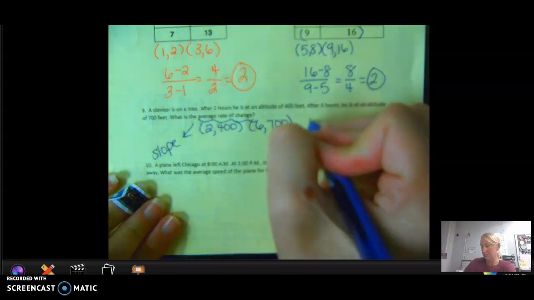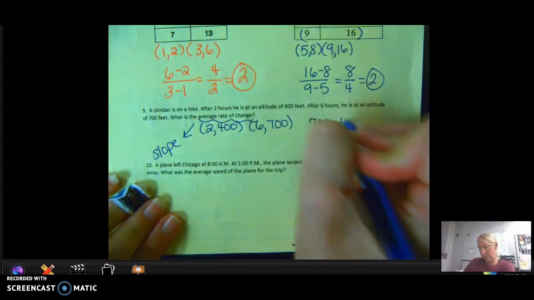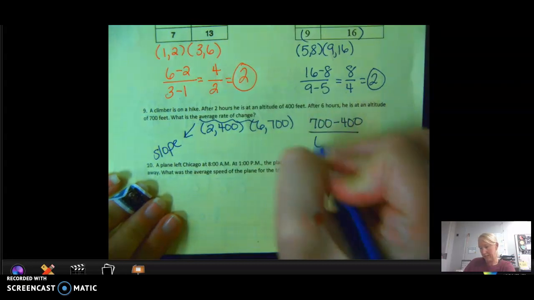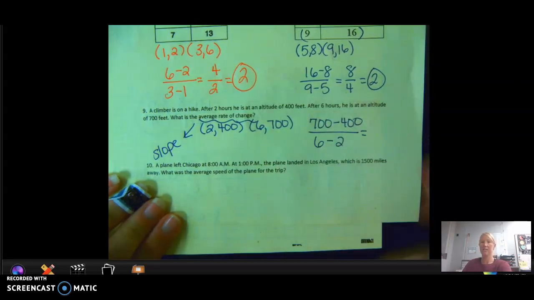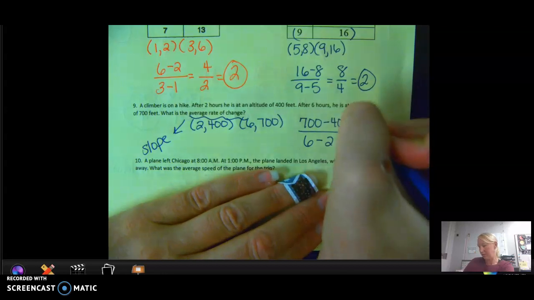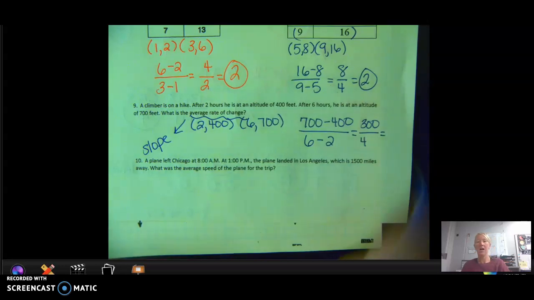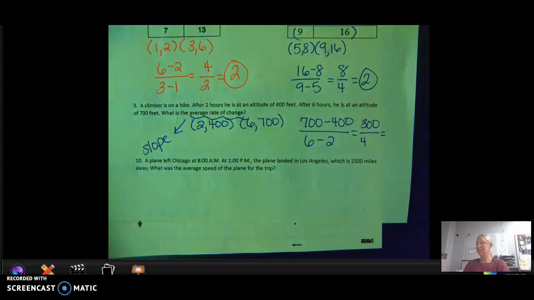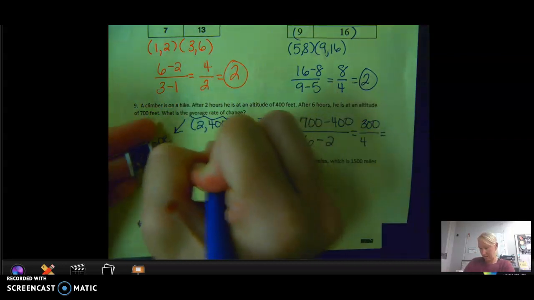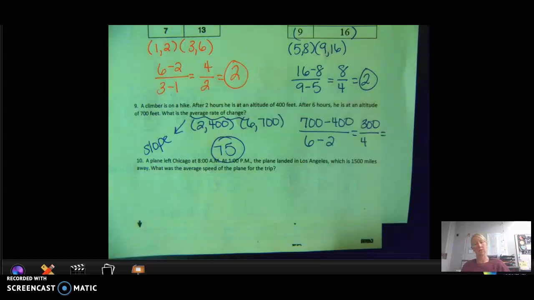So y2 minus y1 over x2 minus x1. 700 minus 400 is 300. 6 minus 2 is 4. 4 does go into 300. I can get my calculator. You can get your calculator. I'm going to do 300 divided by 4. It's 75. So 75 is my slope.